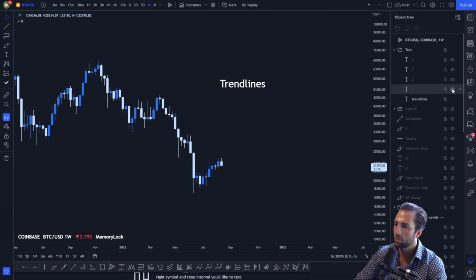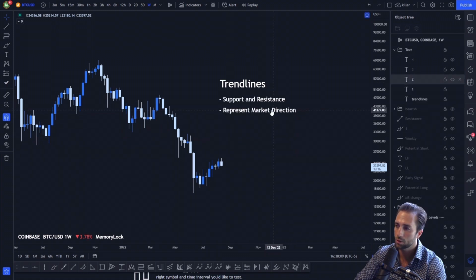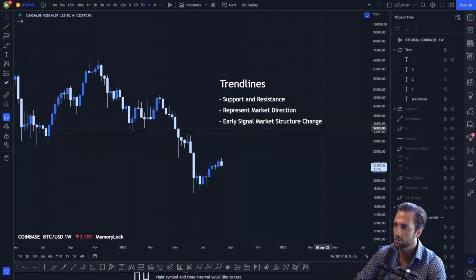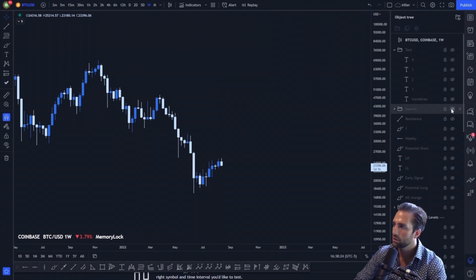Trendlines are another form of support and resistance and can be a great way to represent market direction on your charts, whether it be up or down. It can also give you an early signal to market structure change. And lastly, they are an excellent confluence to horizontal levels. As we can see here, we have bearish market structure signified by our high, low, lower high, and lower low.